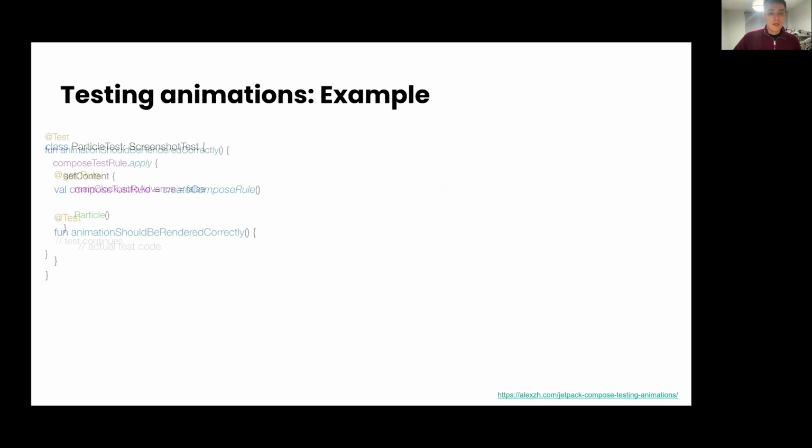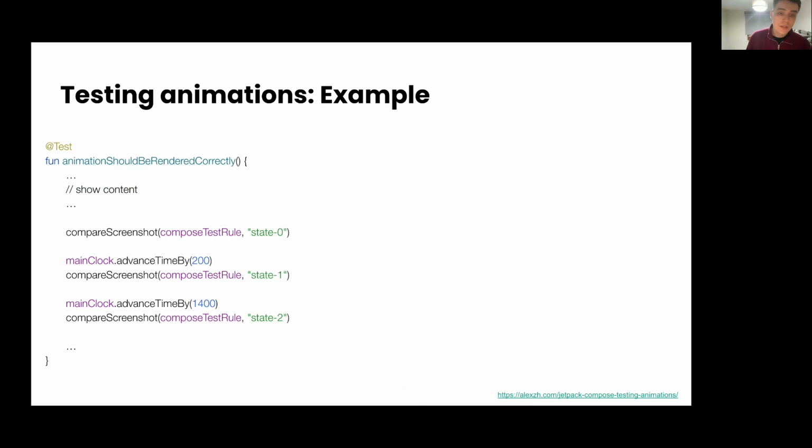And inside compose test rule, the set content function is available, in which we can actually call composable functions. There we can also turn off automatic clock ticking with the line mainClock.autoAdvance = false. So we turned off the automatic clock, and we will control the clock manually.